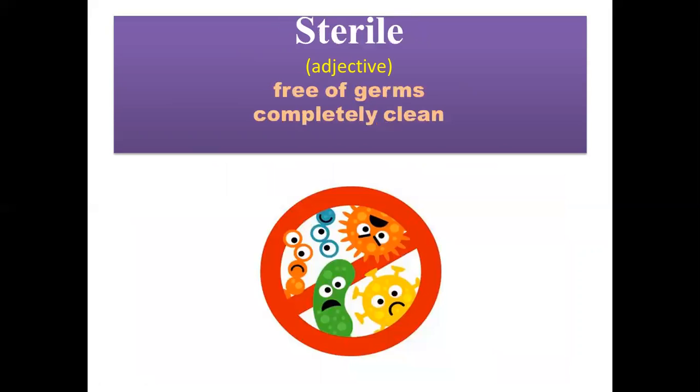Now, next is sterile. Sterile is an adjective and it means anything that is free of germs or completely clean. So anything that is free of germs, that has no germs at all, is called sterile. You might have heard of sterile masks or sterile gloves. Those are gloves and masks that are completely clean, that have 0% germs on them. Okay.